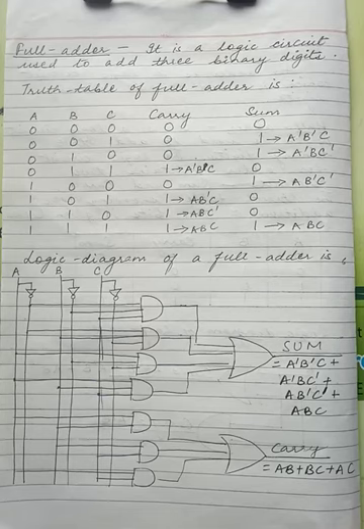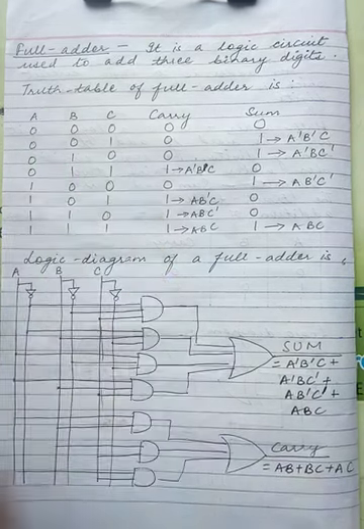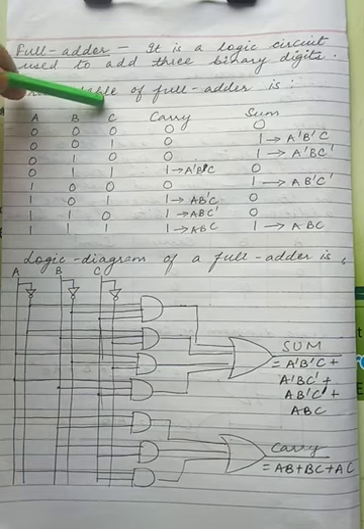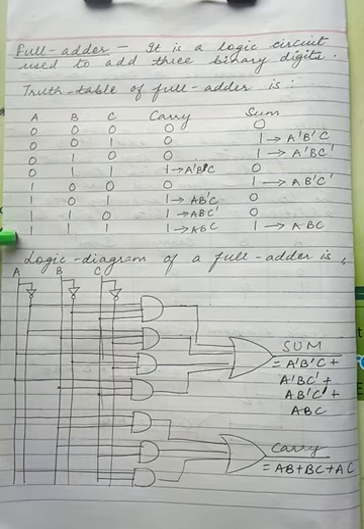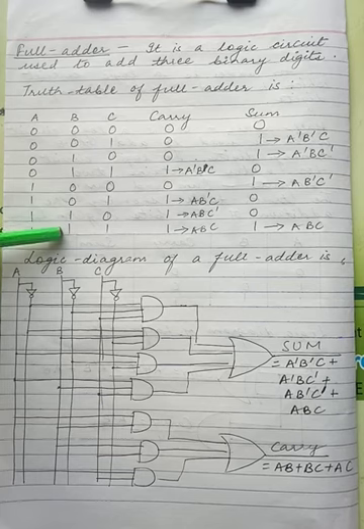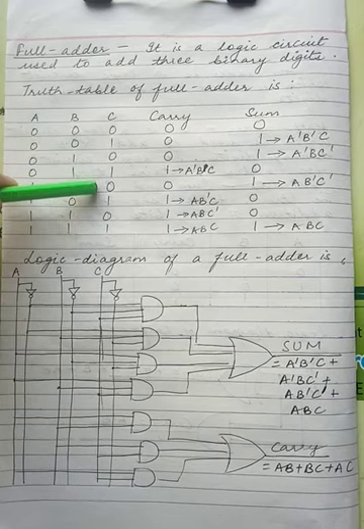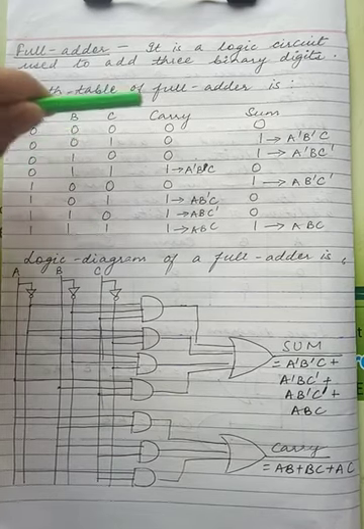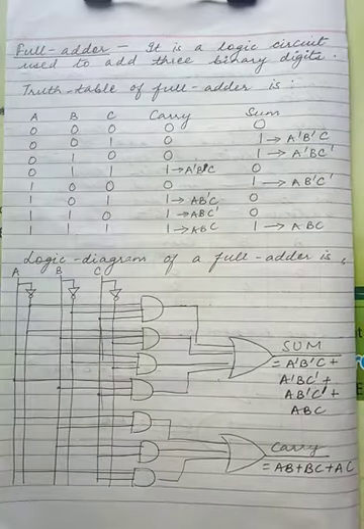Next is the full adder. It is a logic circuit used to add three binary digits. Now when three binary digits are added, this is the truth table of full adder. A, B and C are taken as inputs. In A, 4 zeros, then 4 ones; in B, 2 zeros, 2 ones, 2 zeros, 2 ones. And in C, 0, 1, 0, 1, 0, 1, 0, 1 alternate. Here the carry is written, here the sum is written.